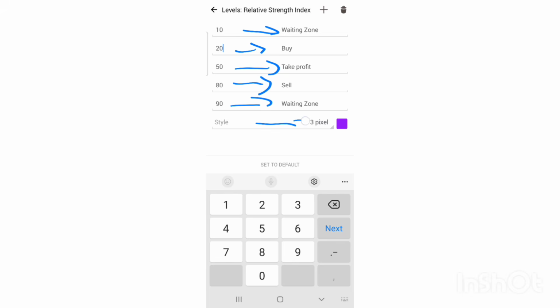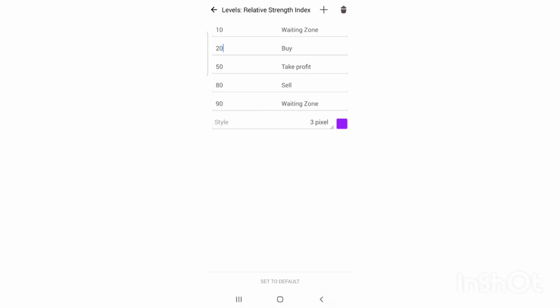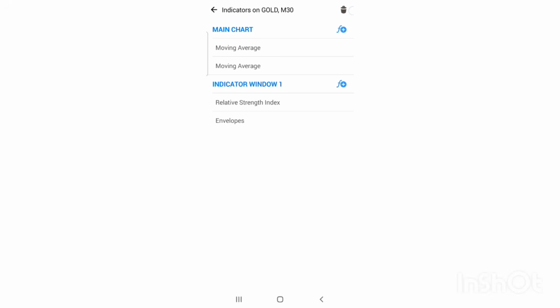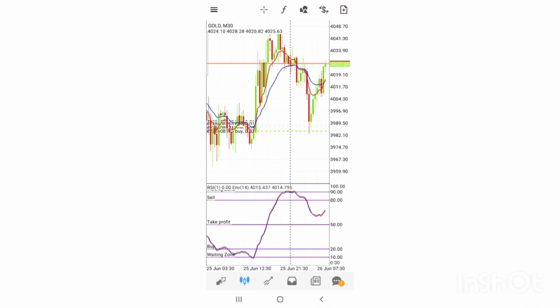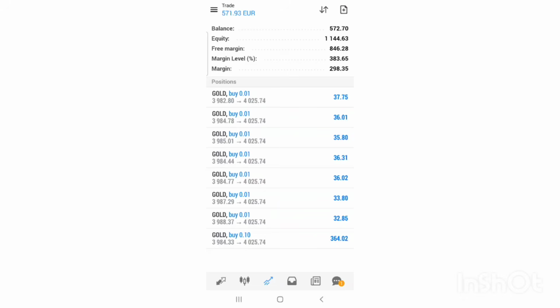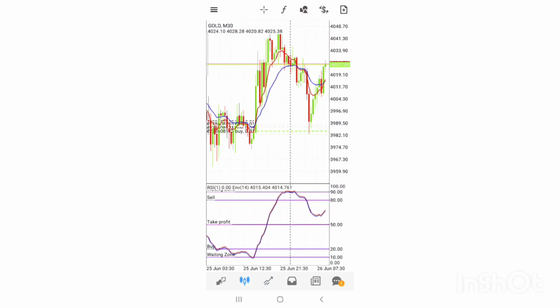Style is 3 pips. Color of your choice. Guys, these colors don't matter at all, as long as you understand the strategy, as long as you know which one is which based on the color that you set, that's all that matters. After that, you can go back and click on done. So guys, we have already added the relative strength index right now.